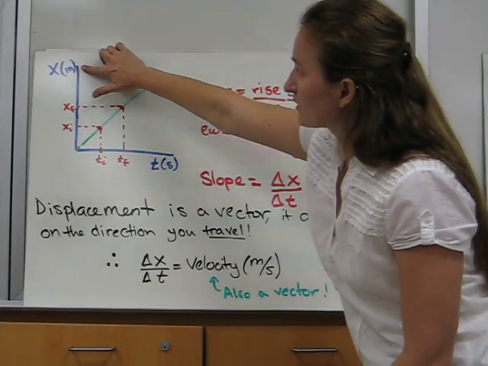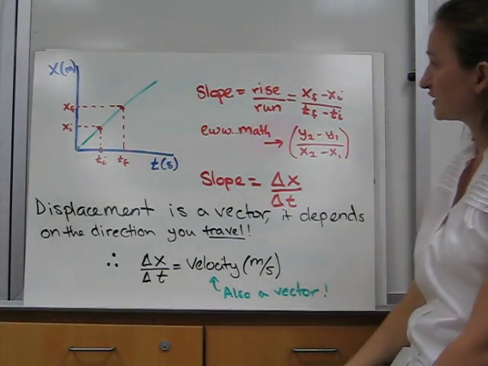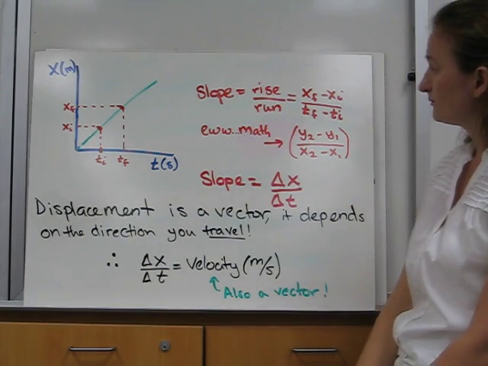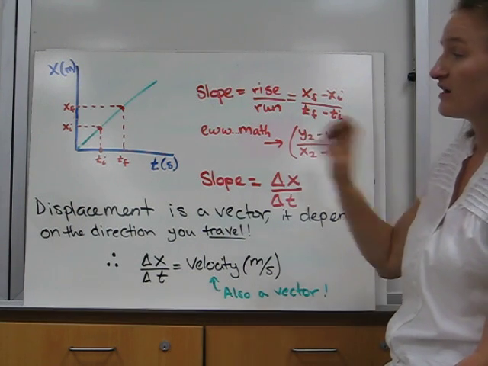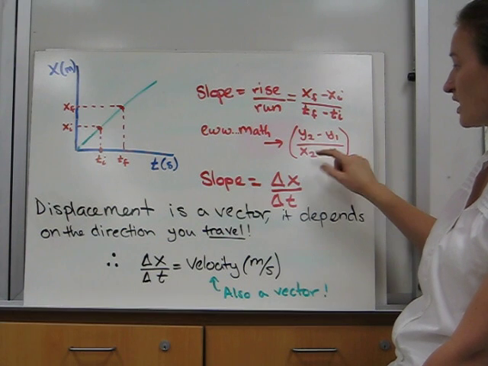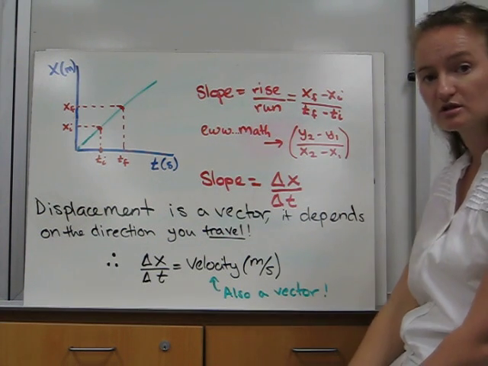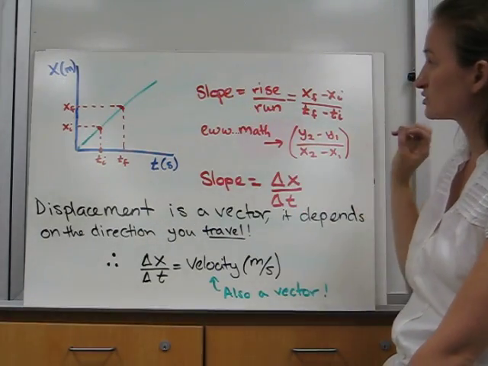So we created a graph of displacement versus time. And what we wanted to figure out, the relationship, is that slope. If you recall from math, you remember that to find the slope of a line, you take 2 points and you take y2 minus y1 and divide by x2 minus x1, and that's going to give you your slope. So let's plug in the terms that we're using into those places.